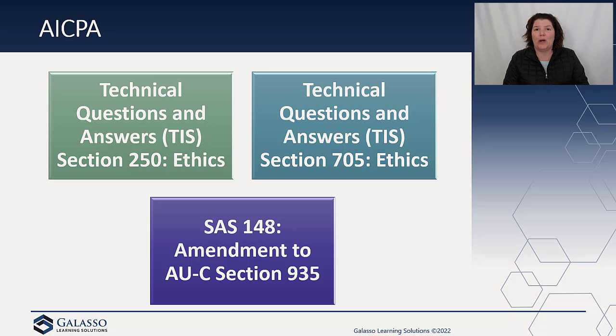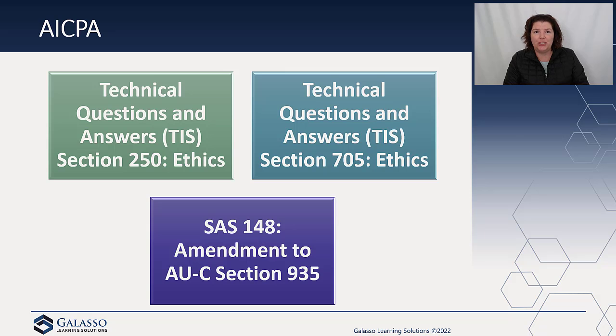They also issued one SAS, SAS 148. This is a very targeted item. It only impacts AUC section 935, which is our compliance audit. So for those of you who do single audits, you know that we leverage 935 there. And 935 tells us what to do when we're doing a compliance audit, because we're not looking for the risk of material misstatement, we're looking at the risk of material non-compliance. And so as a result, SAS 148 is helping to address an issue related to impact of recent standards.